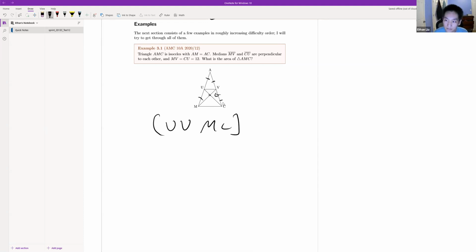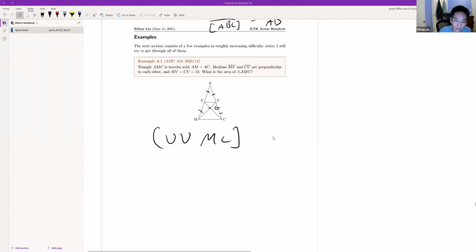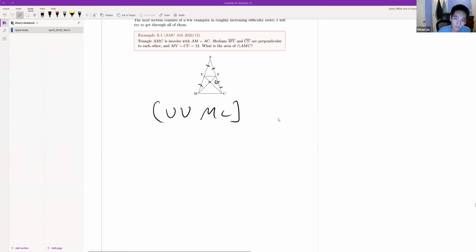Or UVCM, I guess. And I encourage participation, but I'll wait a little bit. And then what's the area of this little trapezoid? Okay, maybe this is confusing. Thank you. Someone responded. 72. That's right.